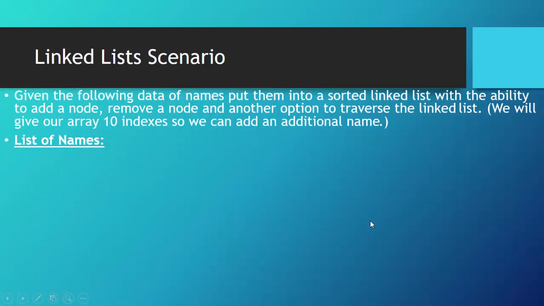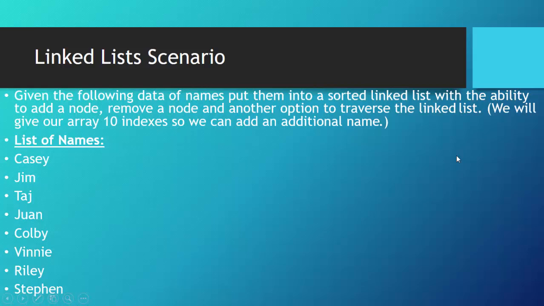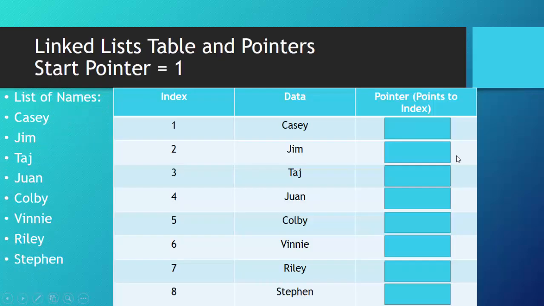So here is our list of names. We have Casey, we have Jim, we have Taj, we have Juan, we have Colby, we have Vinny, we have Riley, and we have Steven. So we have a list of 8 names here, and they are not in order. The reason they are not in order is because they want us to make a sorted linked list. Well, if they're already in order, we're not going to know if it's actually being sorted or not. So let's go ahead and create our table so we know what we can program.